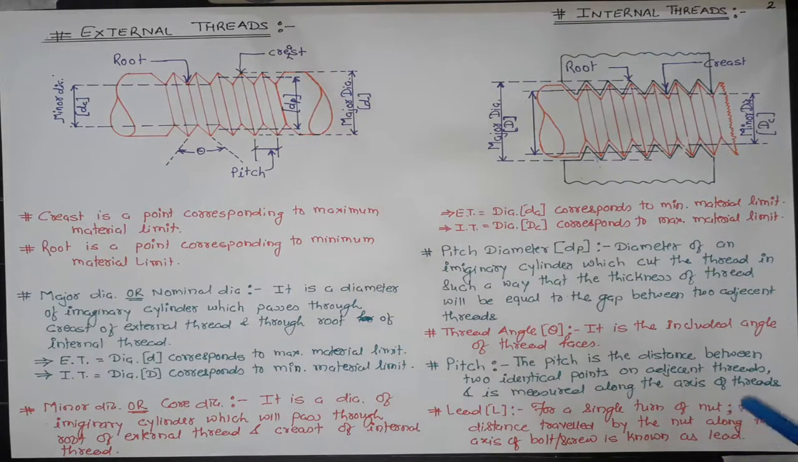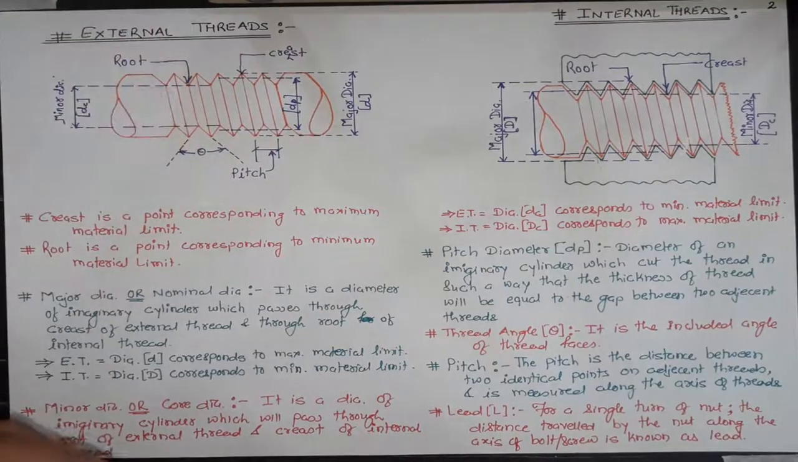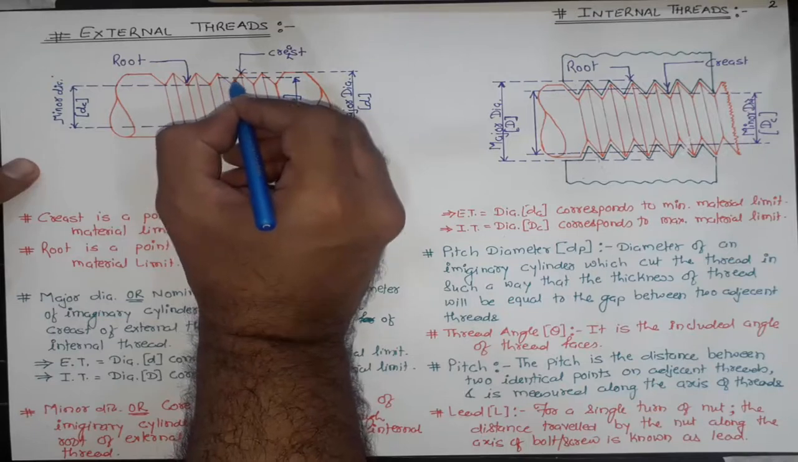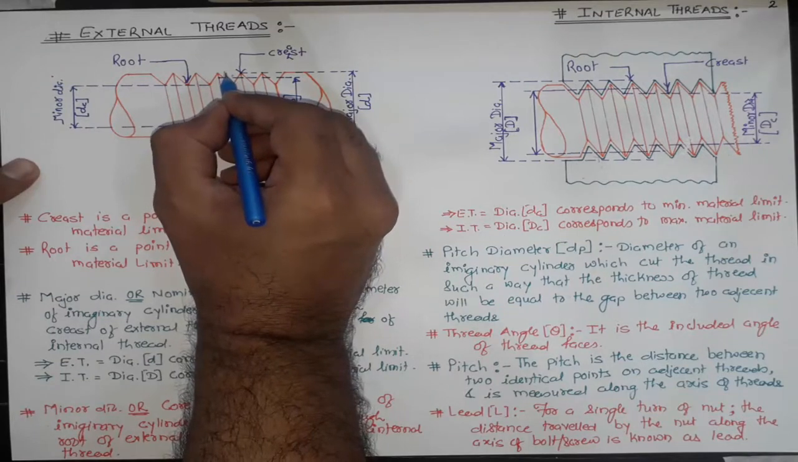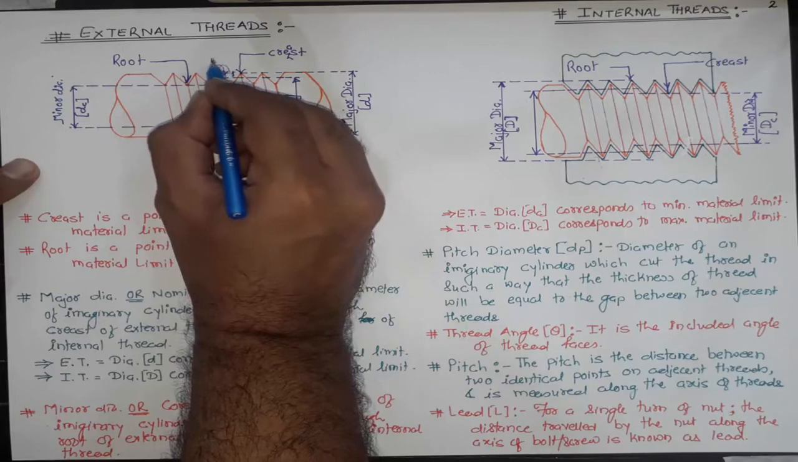Pitch diameter. It is the diameter of an imaginary cylinder which cuts the thread in such a way that the thickness of the thread will be equal to the gap between the two adjacent threads. This is the pitch diameter. It says that this thickness of the thread will be equal to this gap.